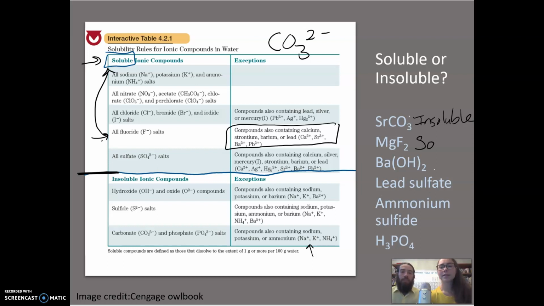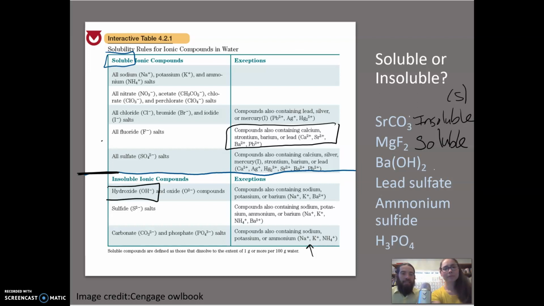And you would indicate soluble with a little AQ. Insoluble, you would indicate with an S, which means solid, and it's a little bit tricky. Barium hydroxide. So I'm going to start looking at that hydroxide ion. That's the OH minus, and I find that's under the insoluble ionic compounds.